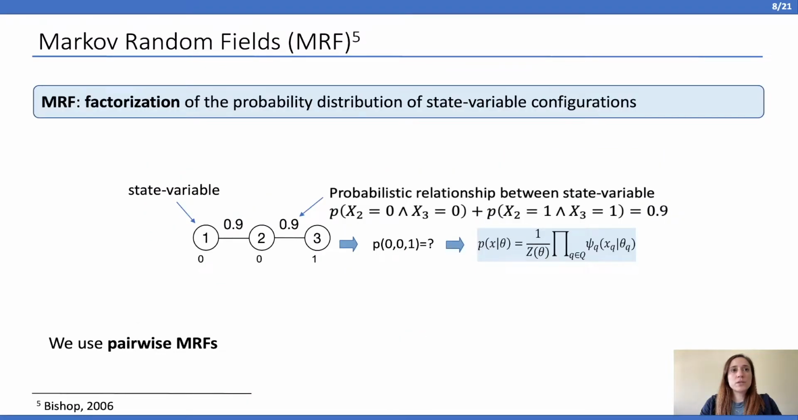To store the probabilistic relationships among state variables, we use Markov Random Fields, that are undirected graphs in which nodes represent variables and edges represent probabilistic relationships between variable values. As an example, consider the MRF represented in the image. On the edge between state variable 2 and 3, the value 0.9 means that the probability to have the same value in 2 and in 3, namely both variables have value 0 or 1, is 0.9.